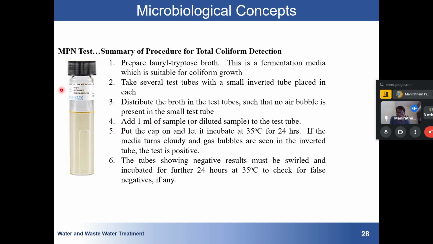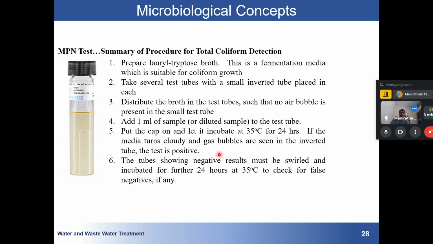Add 1 ml of sample to the test tube, because we want to check how much bacteria is present in 1 ml of sample. Put the cap on and let it incubate at 35 degrees for 24 hours. If the media turns cloudy and gas bubbles are seen in the inverted tube, the test is positive.